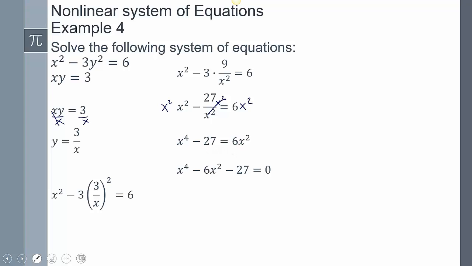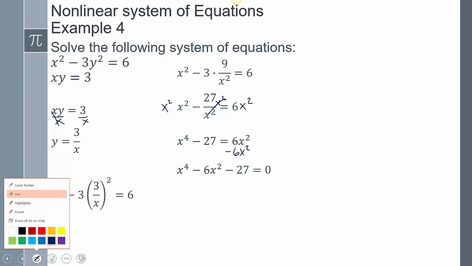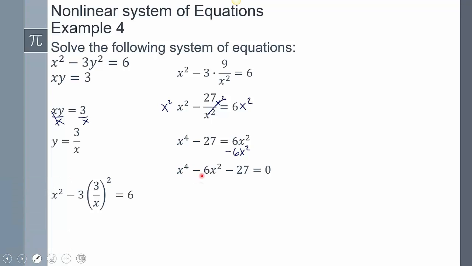Subtract the 6x squared on both sides. Now I'm going to get x to the 4th minus 6x squared minus 27 equals 0. This is going to be one of those quadratic type equations, and so I can say u equals x squared and substitute u into my equation here. And so then I get u squared minus 6u minus 27 equals 0.